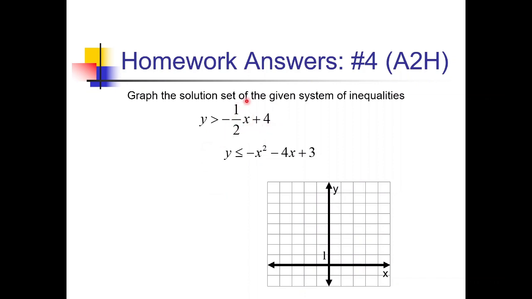We have a y-intercept of 4, and because there's no equals on the inequality, that's going to be an open dot. So open dot at 4. And then our slope is negative 1 over 2. So we're going down 1 over 2, another open dot, and a dashed line through the open dots.